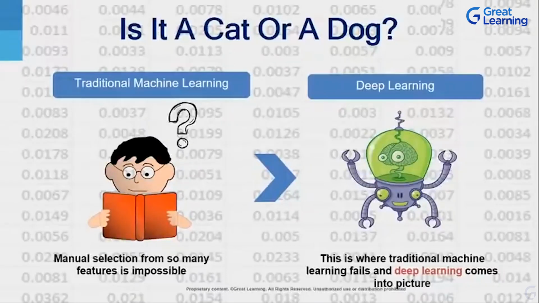So in that case, deep learning comes into the picture. Deep learning helps us do the feature extraction part. It helps us to actually identify which features help our model to work, right? So in that case, deep learning came into the picture.